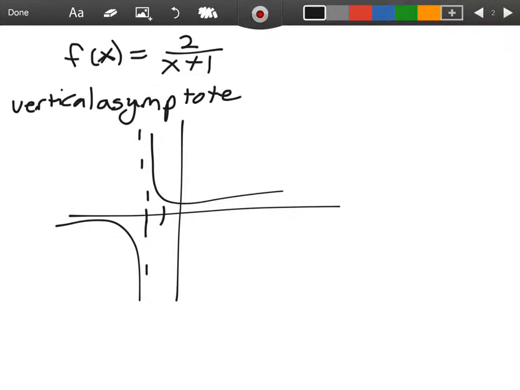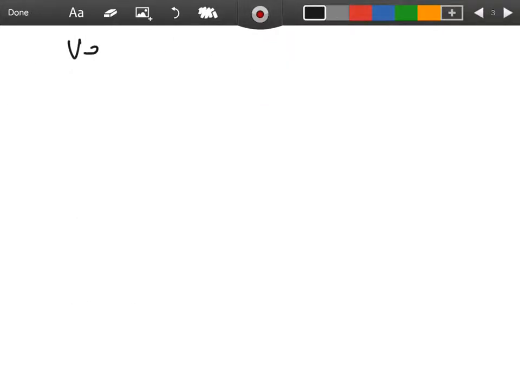So whenever we were first defining domain with these guys, we said that we couldn't divide by 0, so we know that this bottom part couldn't equal 0, so we said that x could not equal -1. Well, here's an example of why x not equal, what happens when x equals -1. On the graph, we have this jump, and that's called a vertical asymptote. So how do we find vertical asymptotes?